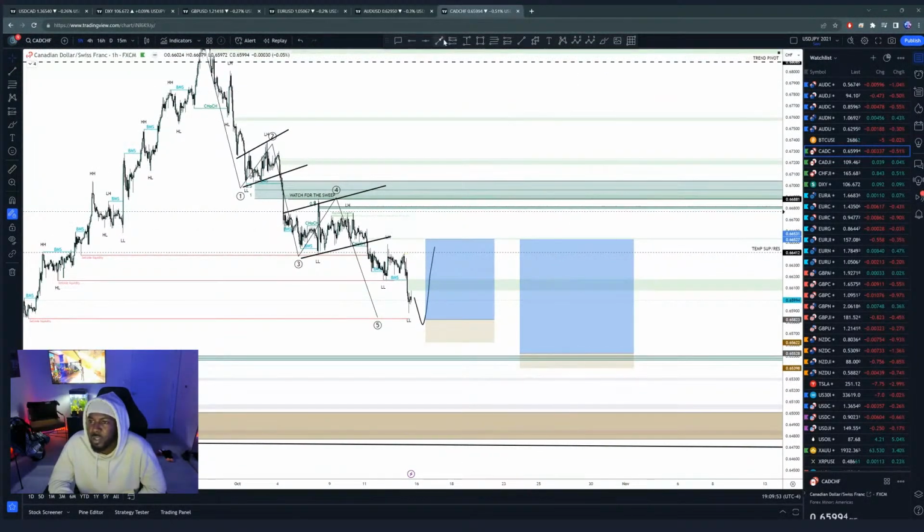So one of these two levels, this should be a nice one this week. One of these two levels. Let's see.